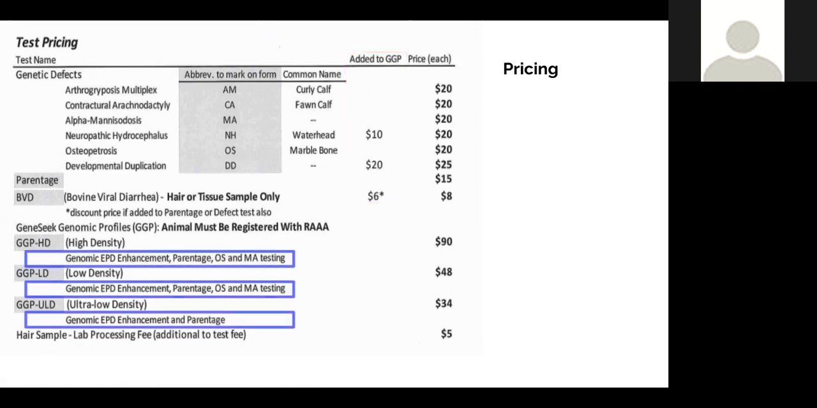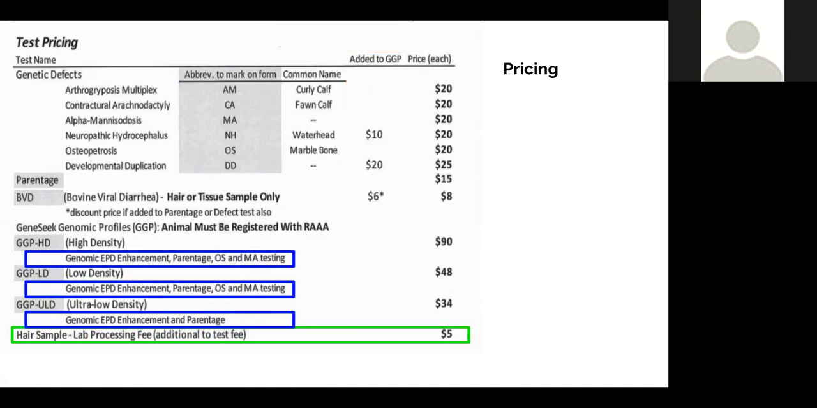Another area I get quite a few questions on is what's included in your GGPs. So I highlighted those areas. As you can see, the HD and the LD include OS and MA testing, and the ULD does not. So that's kind of the biggest difference very generally for those tests.